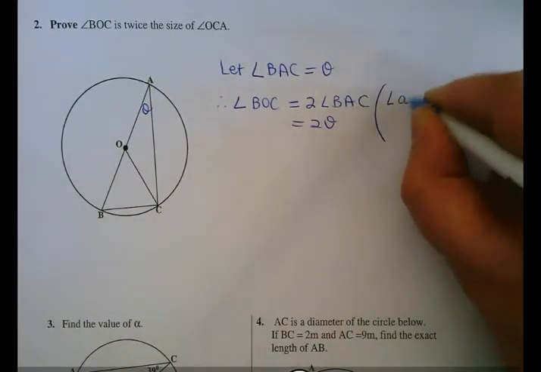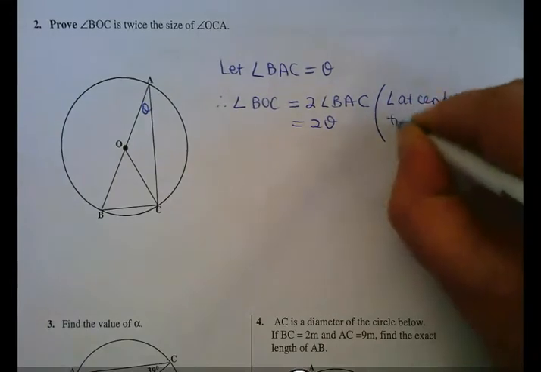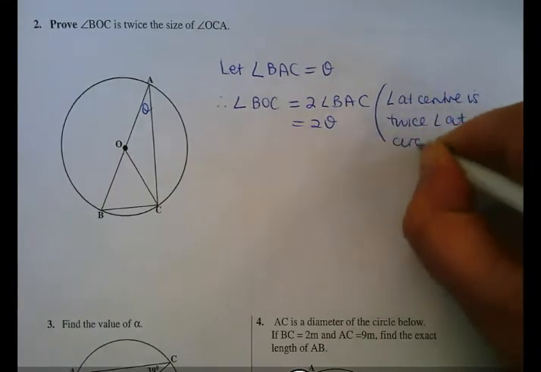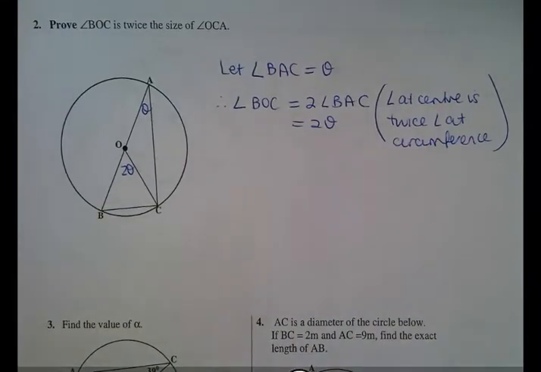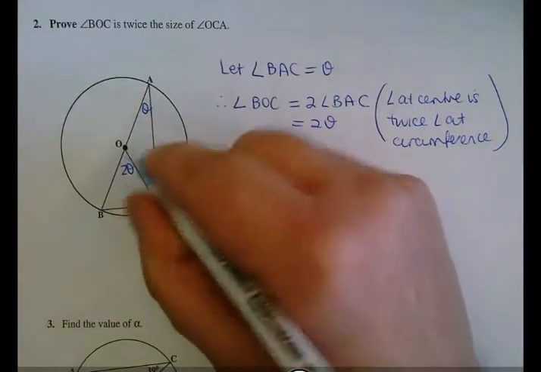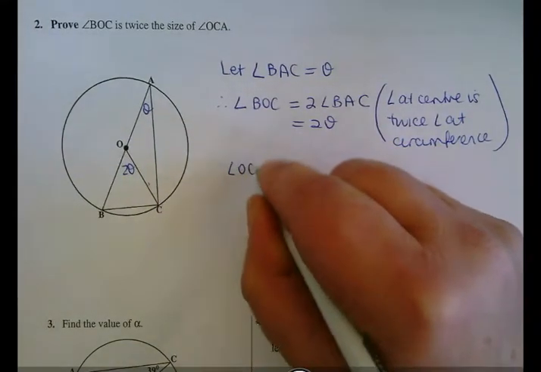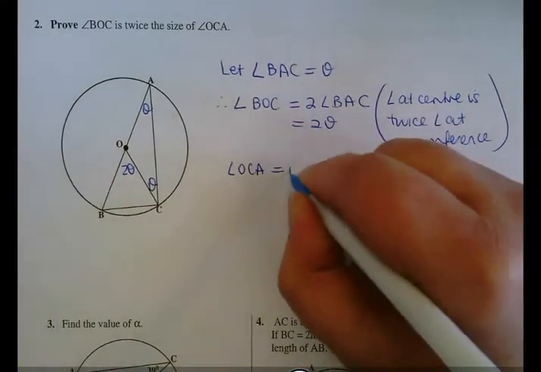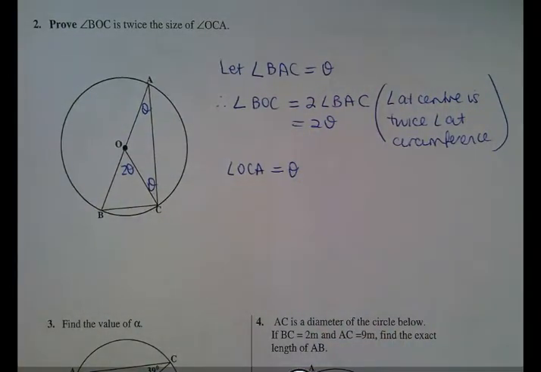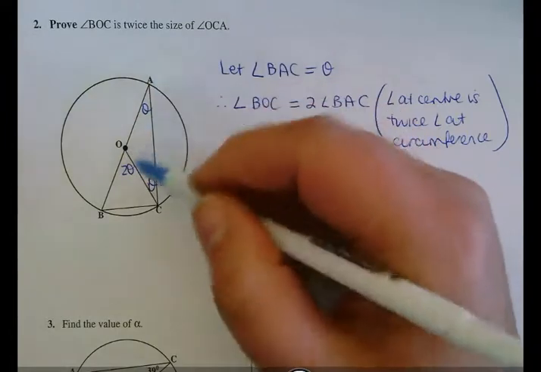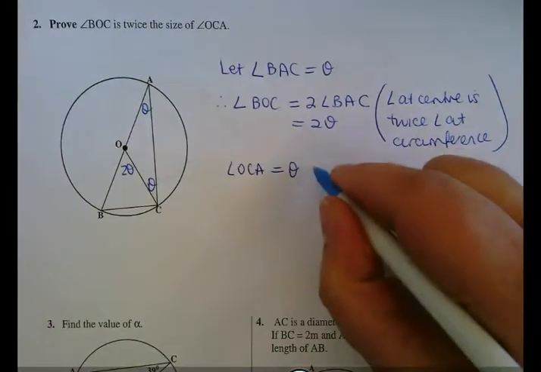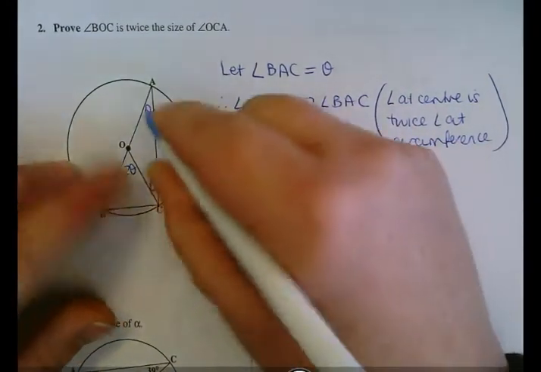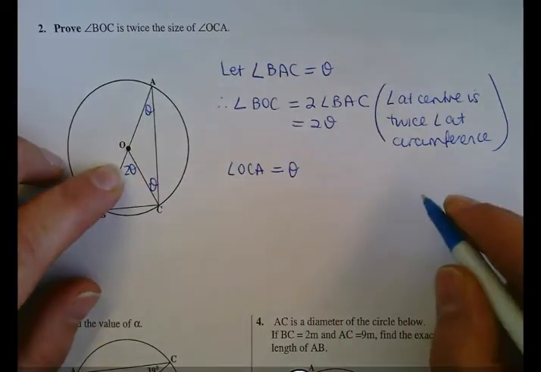Reason? Angle at the center is twice the angle at the circumference. I don't know, I'm just doing it whichever way I can see. Okay. Triangle. So now we need to find the size of angle OCA. Now OCA is also theta, but there are 2 reasons you could use. You could say that OA equals OC, that it's an isosceles triangle, base angles of isosceles triangle, or you can just say that theta plus theta is 2 theta by exterior angle of a triangle.